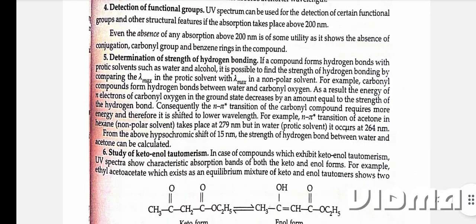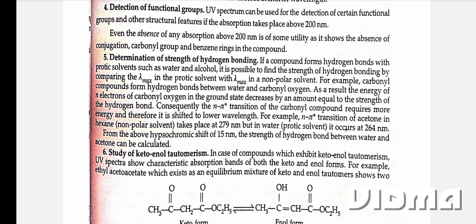Detection of functional groups. UV spectrum can be used for the detection of certain functional groups and other structural features if the absorption takes place above 200 nanometer. Even the absence of any absorption above 200 nanometer is of some utility as it shows the absence of conjugation, carbonyl group or benzene rings in the compound. Determination of strength of hydrogen bonding.